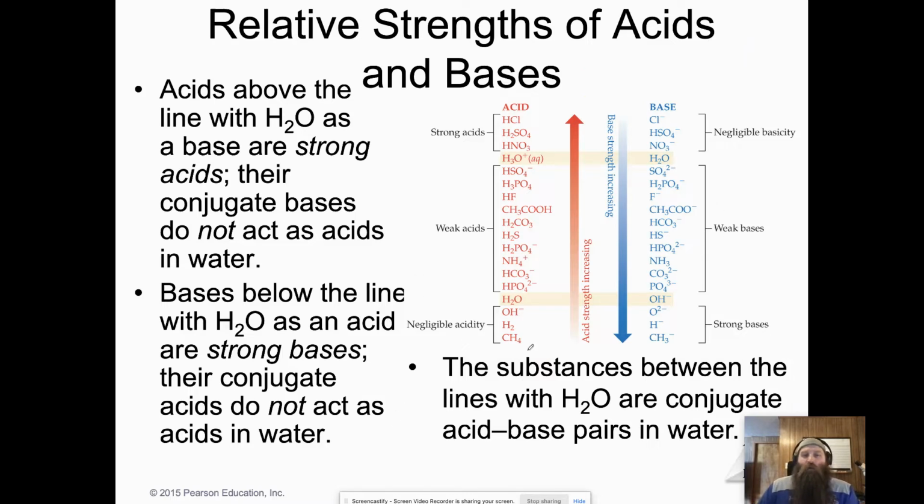Now, if you are below the line where water is acting as an acid, so right here, then you are a strong base. And their conjugate acids will not act as acids in water. They have negligible acidity. So like O2 minus, if we were to put O2 minus into water and we were to get OH minus out, well, OH minus is not going to act as a base there. So when we look at the relative strength of an acid or a base, just remember, the stronger the acid, the weaker the conjugate base, or the stronger the base, the weaker the conjugate acid is going to be.